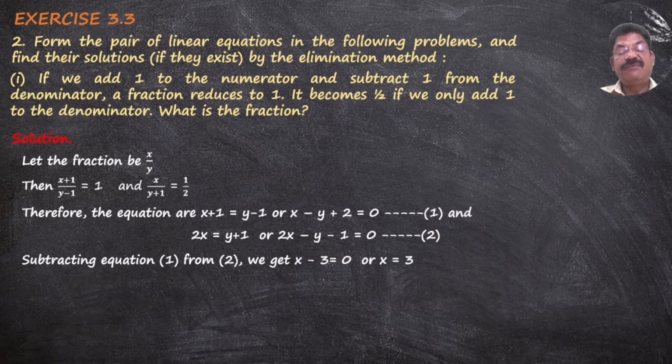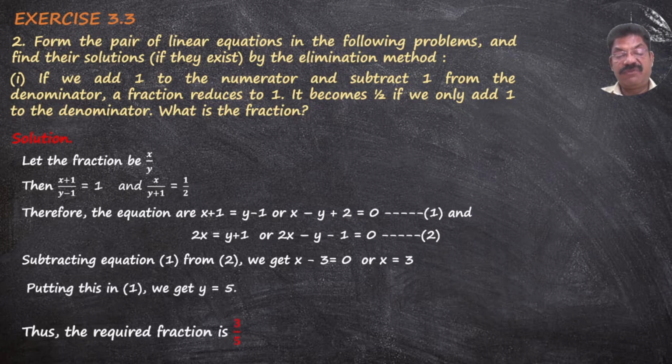Subtracting equation 1 from 2, we get x minus 3 equal to 0 or x is equal to 3 because already the coefficients of y are equal, numerically equal. Therefore, I simply subtract 1 from 2, I get x is equal to 3. Putting this value of x equal to 3 in 1, we get y is equal to 5. Thus, the required fraction is 3 by 5.